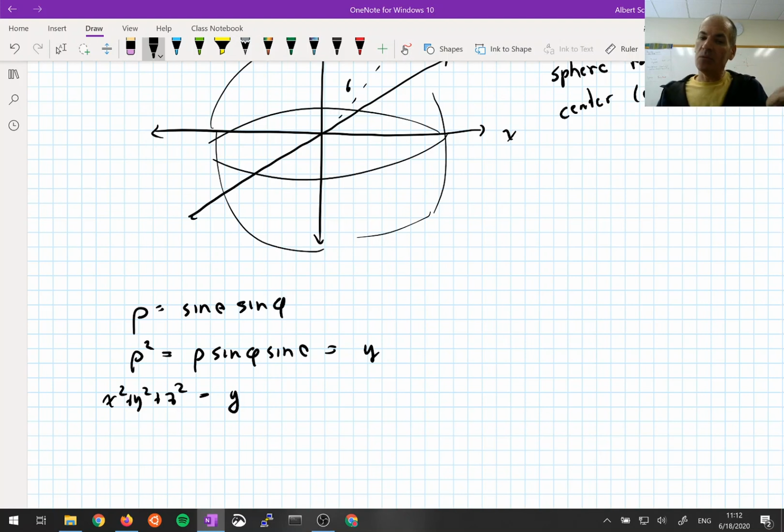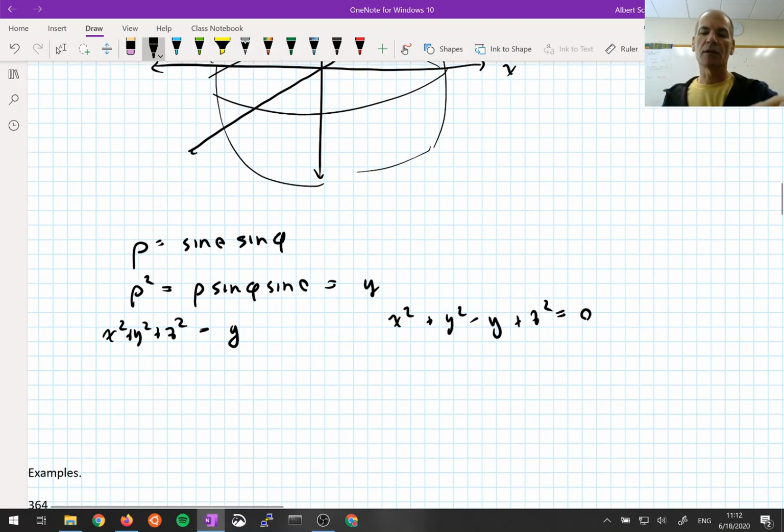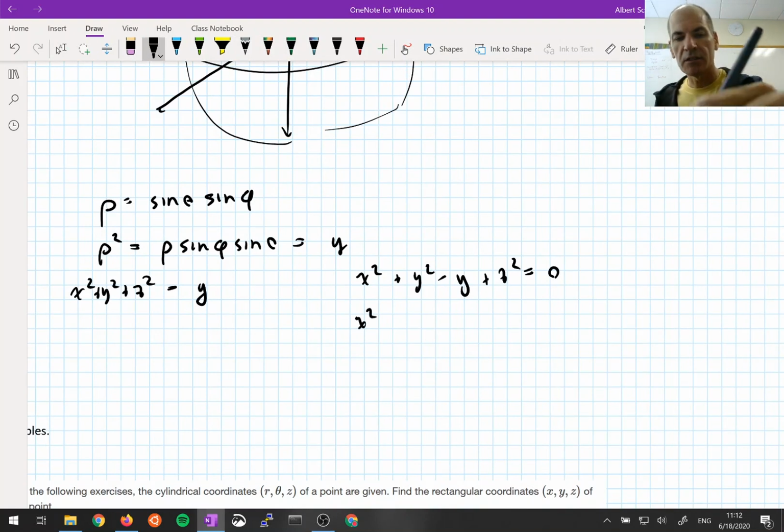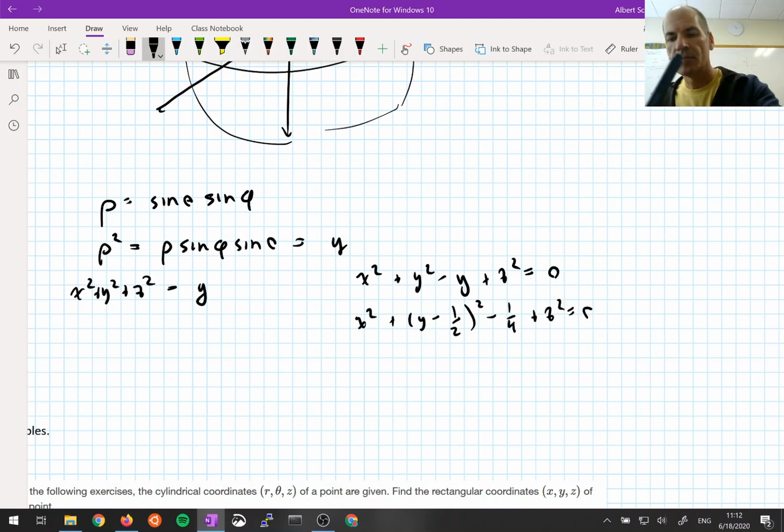Now I've got to figure out what kind of shape this actually represents. I'm going to move that y over to the left-hand side, and you're going to see that we're looking at a complete the square kind of situation that will help us further figure out what's going on here. X squared just goes along. We have y minus half of the coefficient on y, which is 1/2, quantity squared. Now, by doing this, we get y squared minus y, but we've added an extra 1/4, which we have to remove, plus z squared. We can move that 1/4 over to the right-hand side.